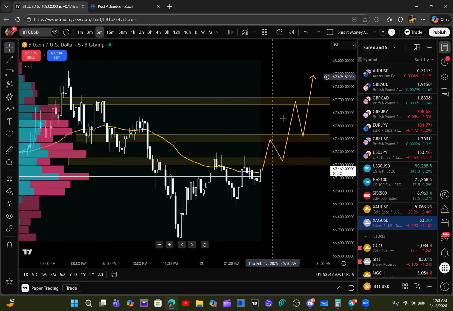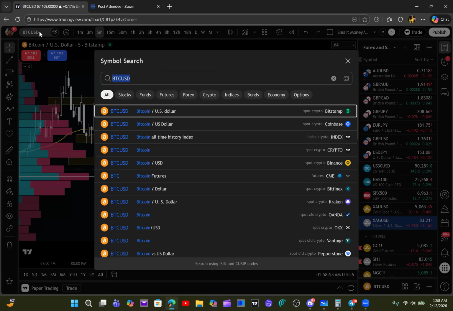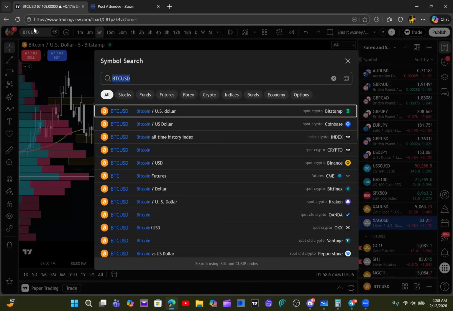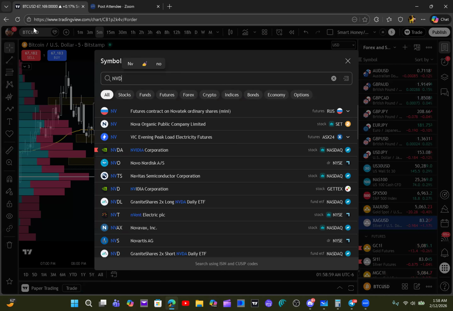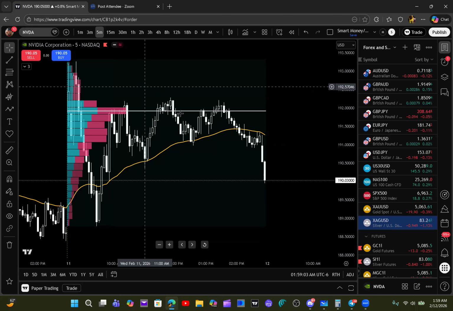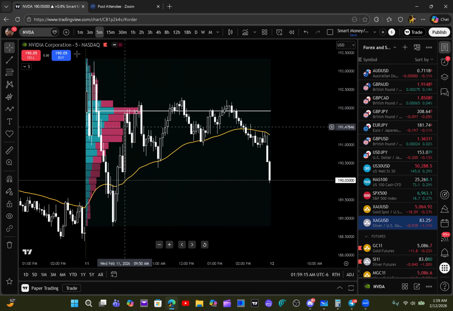All right. I wonder how well this works on stocks. Let's look at one stock. Let's look at Nvidia. I know a lot of people like Nvidia. Let's see. Nah, really don't like that. You got one little small area right there.